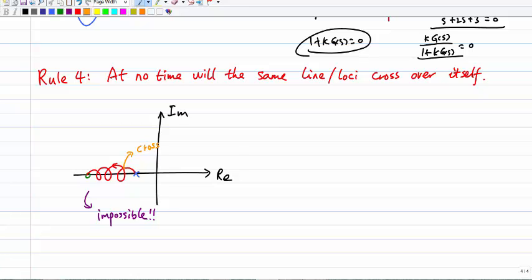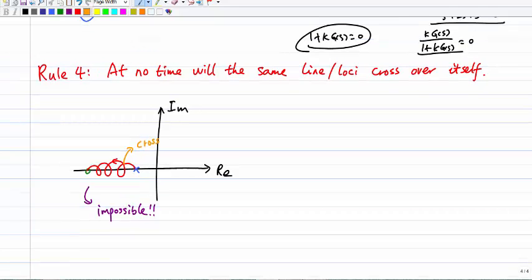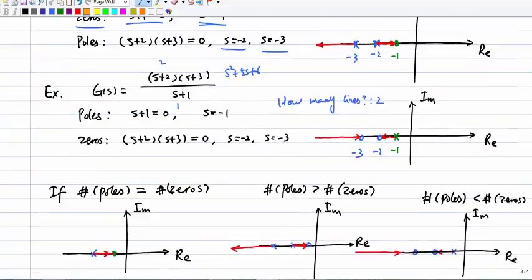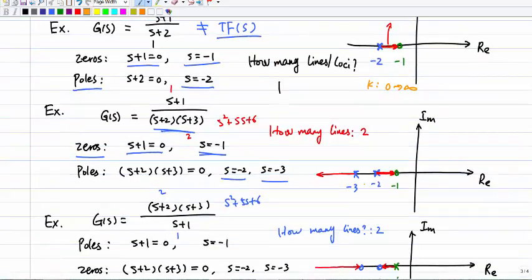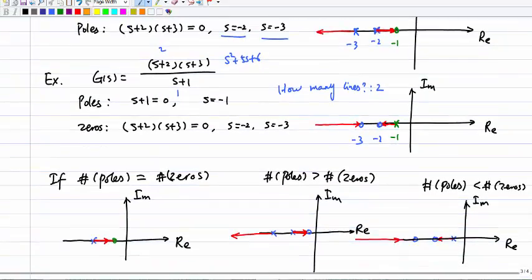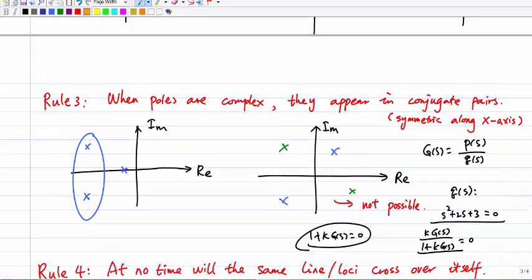I'm going to stop here for the first 4 rules. Next lecture, I'll talk about more rules. So you can sort of see why that's the case, why what I drew over here works. Of course, there will be more complicated cases when we talk about more rules in the next video.